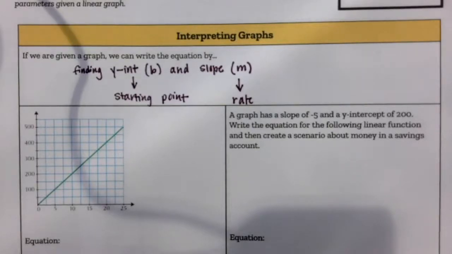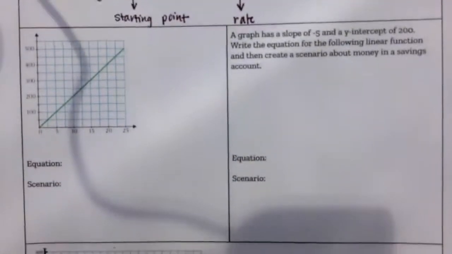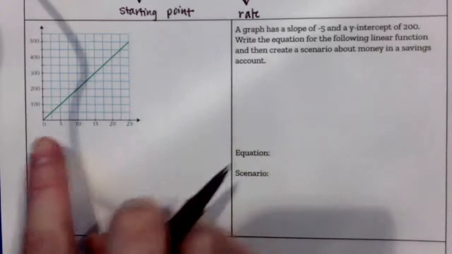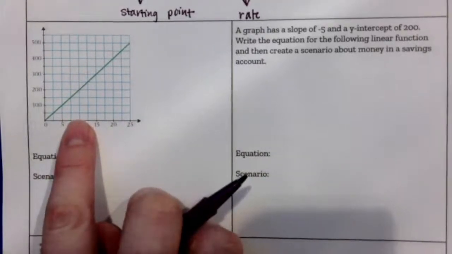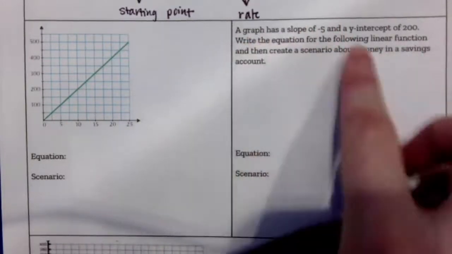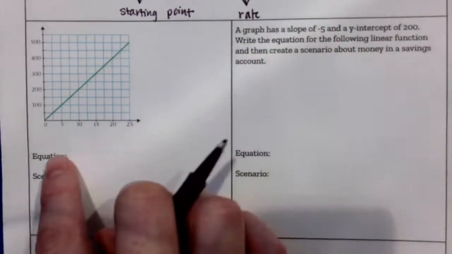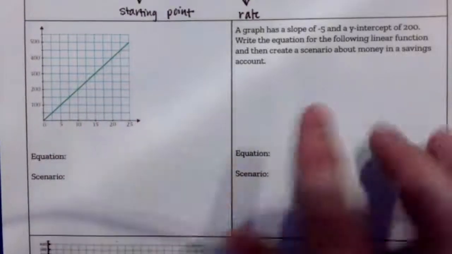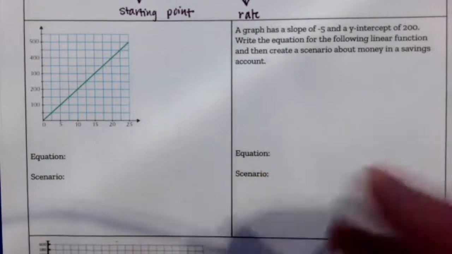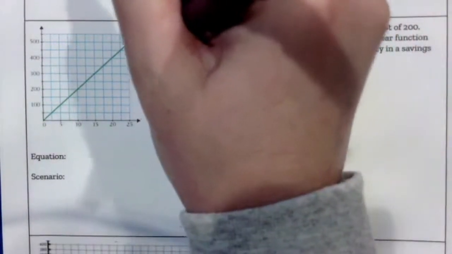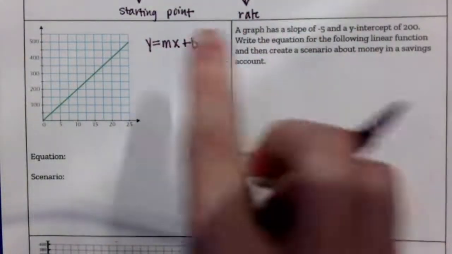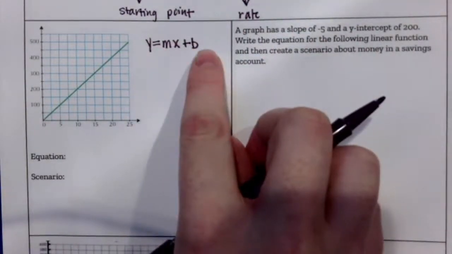Let's go through a couple examples. So these are kind of like the two types that you're going to see. One is where you're just given a graph, and the other is where you're given words that describe a graph. So in this one we have just our graph, and the two things you need to find are m and b. So we can write our equation in y equals mx plus b form. So I need my m and I need my b.